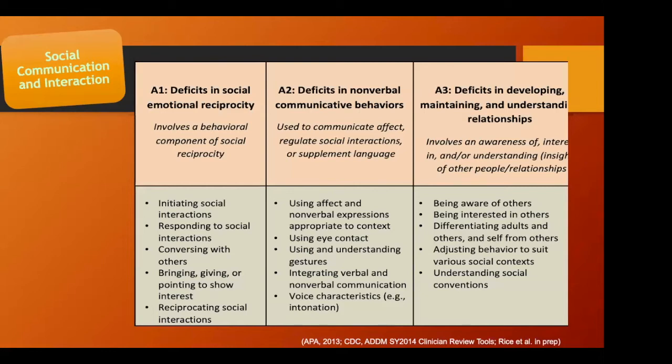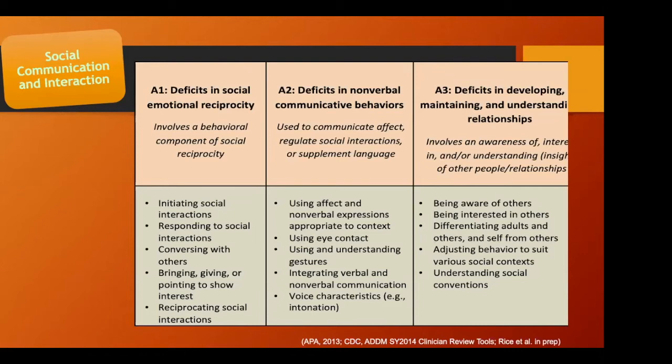If you look at examples in the DSM, it talks about verbal reciprocity as well, so conversations, bringing and giving and pointing to show interest, and reciprocal interactions like ball play, etc. These are the types of things that give us some clue as to how this child is able to be more reciprocal with other people.